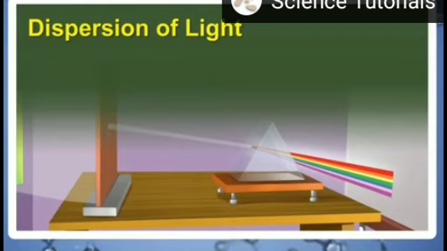When a beam of white light or composite light is refracted through any transparent medium, such as glass or water, it is split into its component colors. This phenomenon is called dispersion of light. The band of colors is termed the spectrum. The spectrum consists of the following colors: violet, indigo, blue, green, yellow, orange and red. These colors are represented by the acronym VIBGYOR.